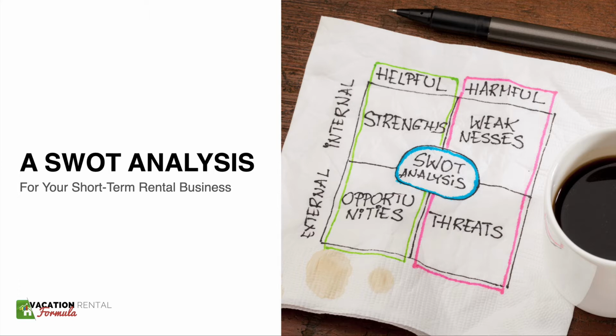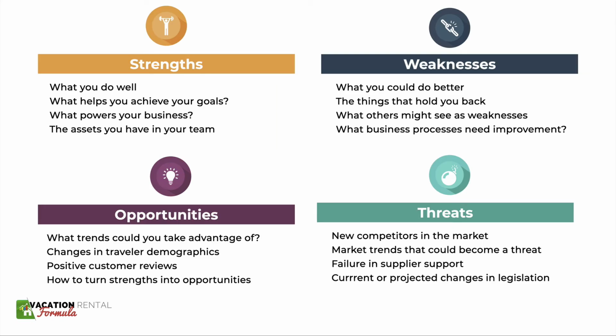So what am I talking about here? We're talking about looking at the internal aspects of your organization or your business, and it doesn't matter if you're a single property owner or if you are a property manager. You will still have strengths and weaknesses in your internal organization or your operations. And then we look at the opportunities and threats, and these are the external things that can impact your business.